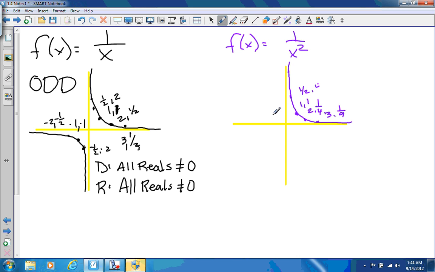And then if you substitute a negative 1 in, you will get a positive 1. If you substitute a negative 2 in, you'll get a positive 1/4. If you substitute a 3 in, it's 1/9. If you put a half in, it's going to be 4. And then this part of the graph will look like this.